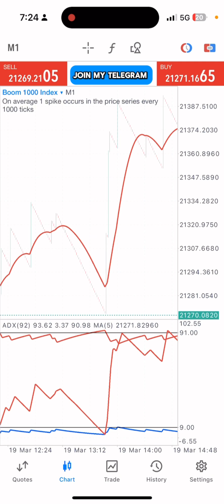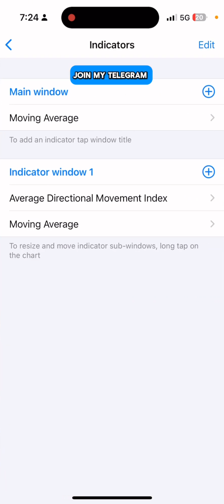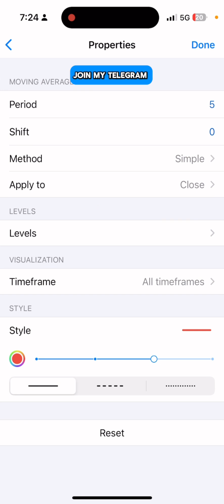Now for the third indicator, we're going to use the moving average. The moving average on period 5, shift 0. Then the method you put that on simple. The style you put that on 3 pixels, color red, with this first trend line. Then after that you click on done.